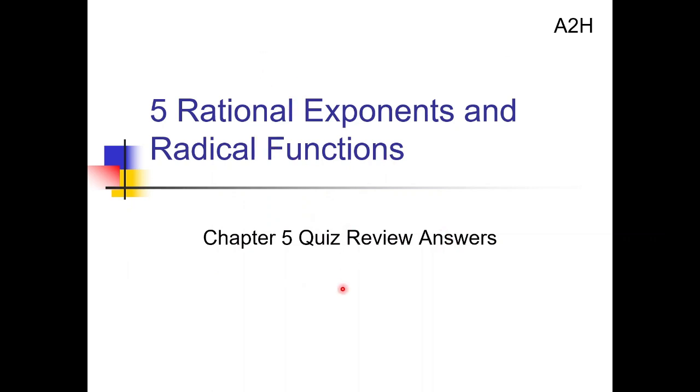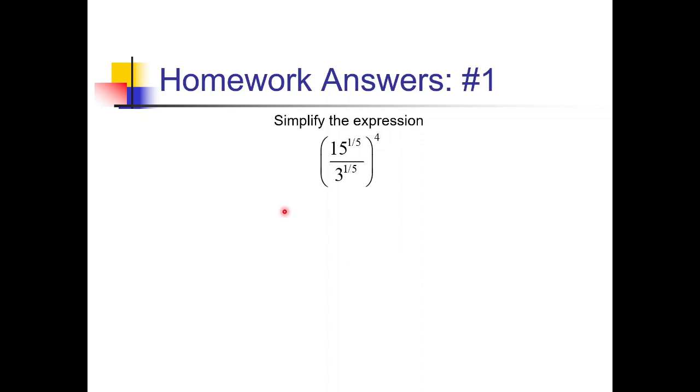On this problem, they want us to simplify the expression. Since we have the same exponent in this quotient, we can move 15 and 3 together and divide those with a power of 1/5. So this is going to end up being 5 to the 1/5 power. Then if I'm raising one exponent to another, I just have to multiply the exponents. So this is going to be 5 to the 4/5, and that's as far as we can go.